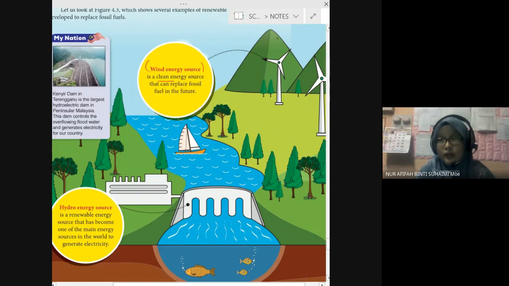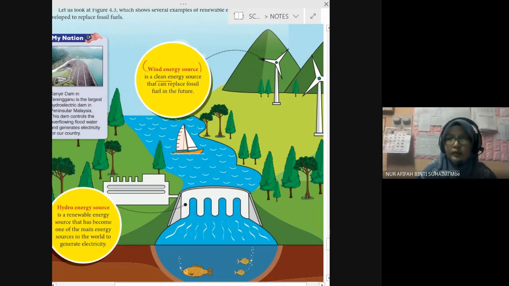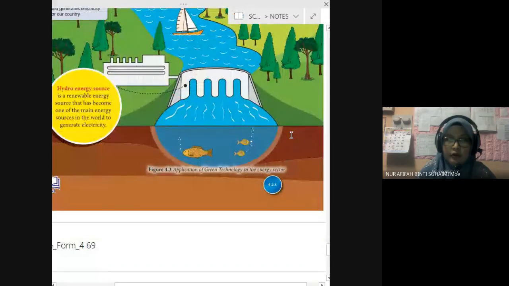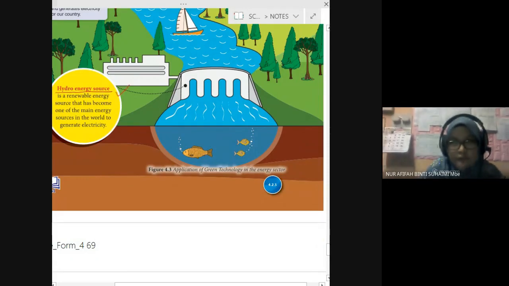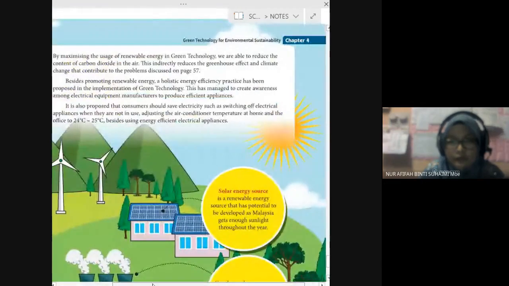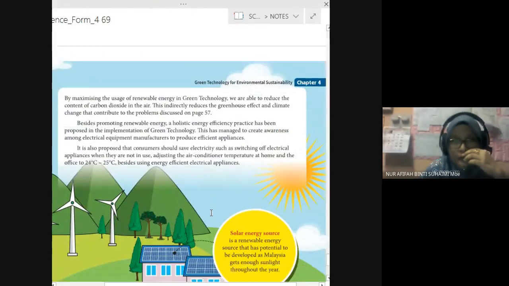And then the area must be free of barriers. No mountain, no hill, so that we get strong wind. Okay, second, we already applied this, which is hydro energy sources in a hydroelectric power station. Malaysia already has this one. Okay, boleh?